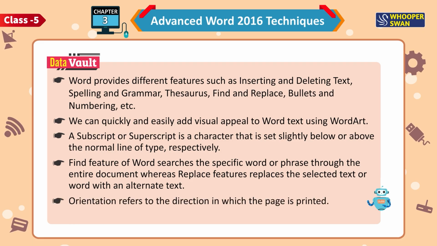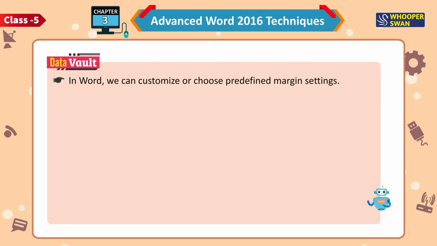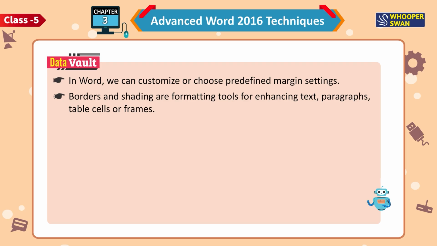Orientation refers to the direction in which the page is printed. In Word, we can customize or choose predefined margin settings. Borders and shading are formatting tools for enhancing text, paragraphs, table cells or frames.